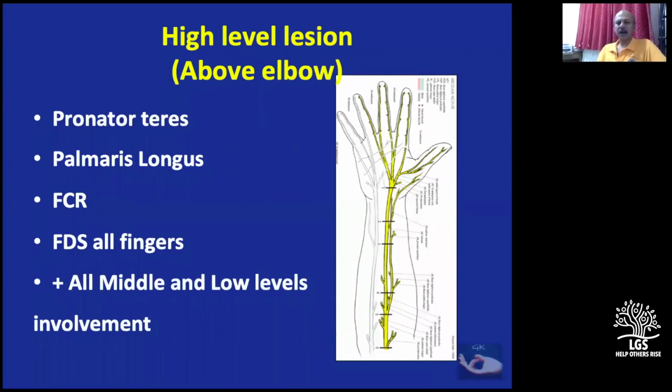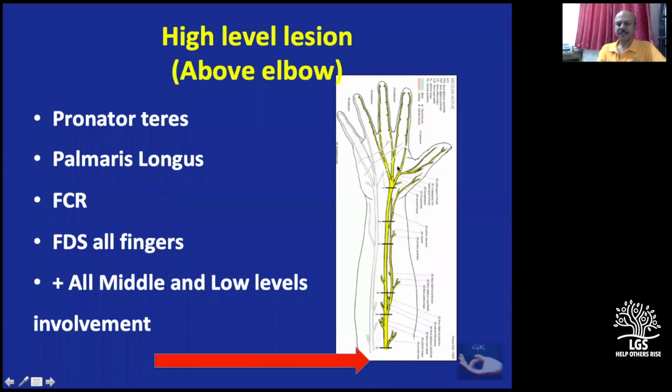Now, high level lesion above the elbow. As I told you, as soon as the nerve enters the forearm, that is, it crosses the elbow, it gives off branches to the pronator teres, the palmaris longus, the flexor carpi radialis, the flexor digitorum superficialis of all fingers, and the other muscles supplied by the anterior interosseous nerve, that is the FDP of the index and mid finger and the FPL. So at that level you will have all the muscles paralyzed and loss of sensation on the thumb, index, mid fingers and loss of sensation on the thenar area.